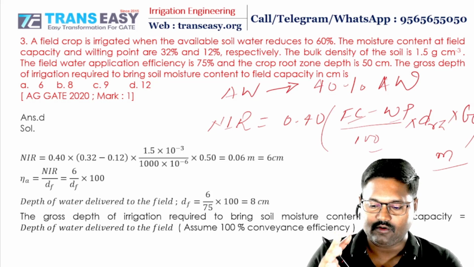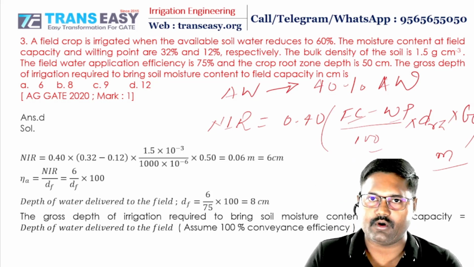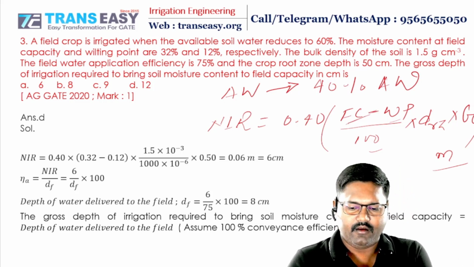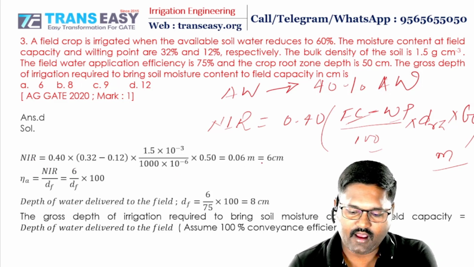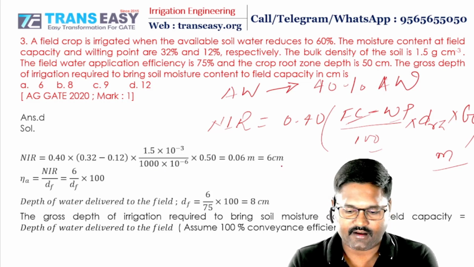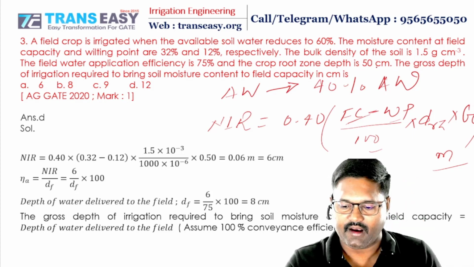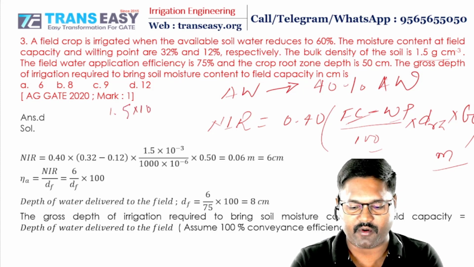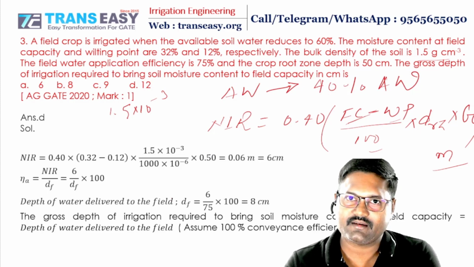This is gross depth of irrigation water, right? So NIR is just the depth of water stored in the root zone. So this is a very simple problem. First we find net irrigation requirement, and this is 0.06 meter or 6 centimeter. And how to get G from bulk density, given in this unit, 1.5 gram, that is 10 raised to the power minus 3 kilogram per centimeter cube.